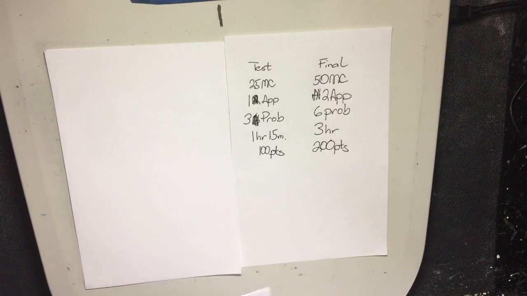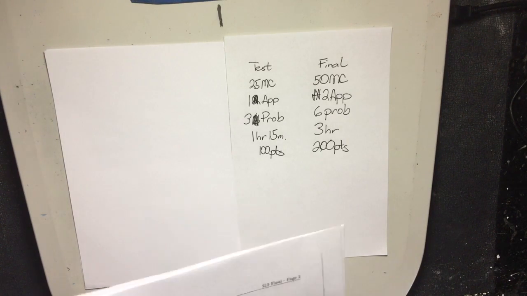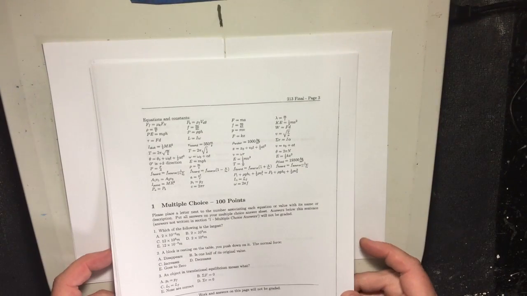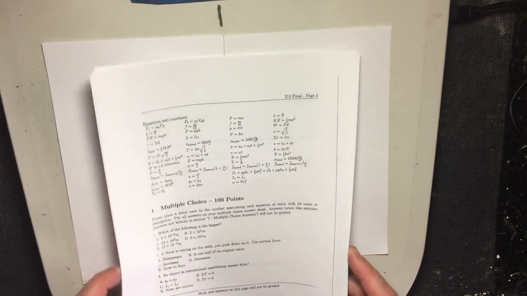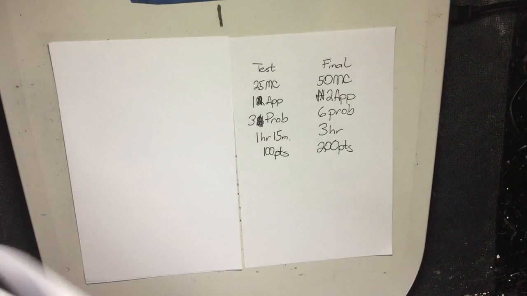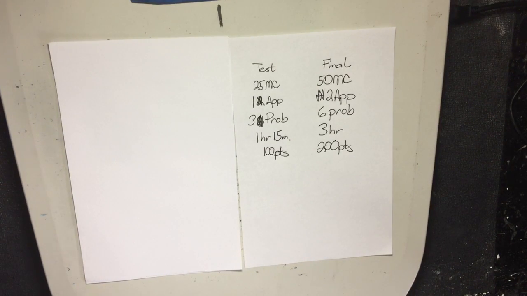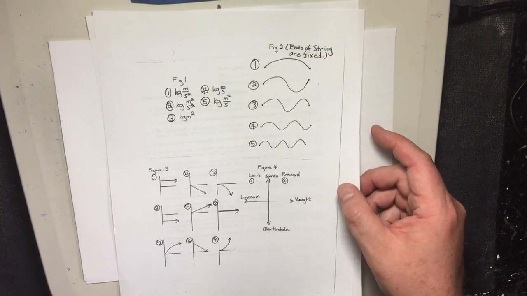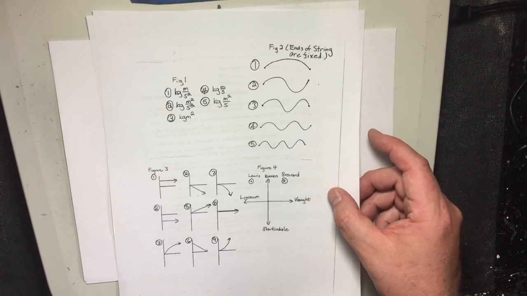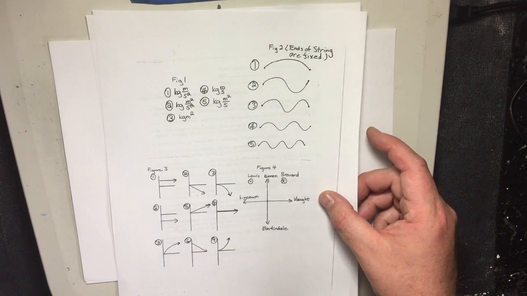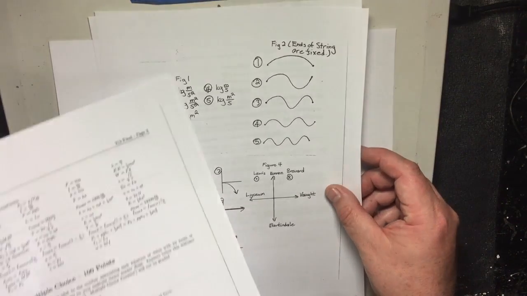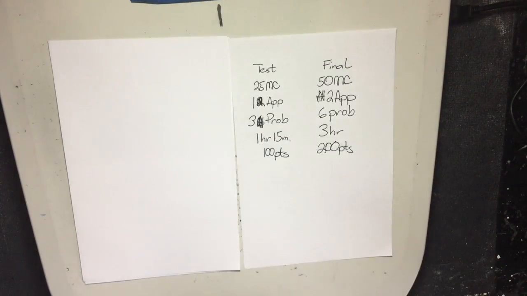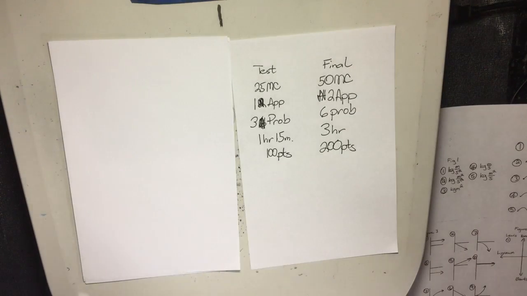For the final, you're given an equation page, which you can see online. And in this particular case, I gave you a sheet of figures and plots and all sorts of stuff that you can refer to. So whenever it says figure 1, you go there and you take a look at it.